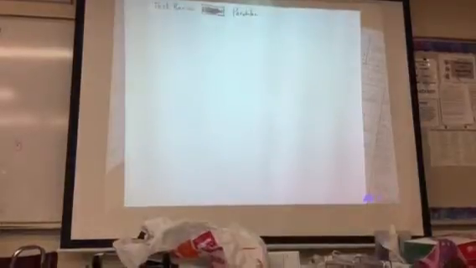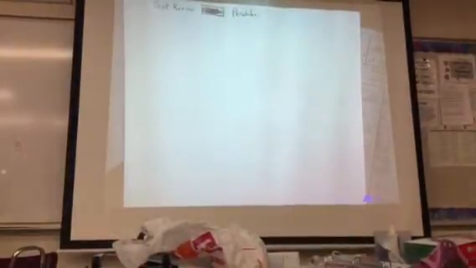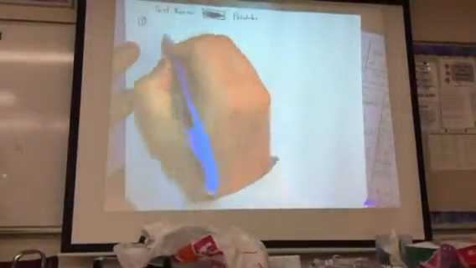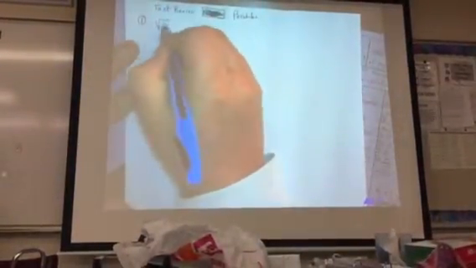Okay. This is the test review for the chapter test you're going to be doing. And number 1. They want us to simplify the square root of 20.